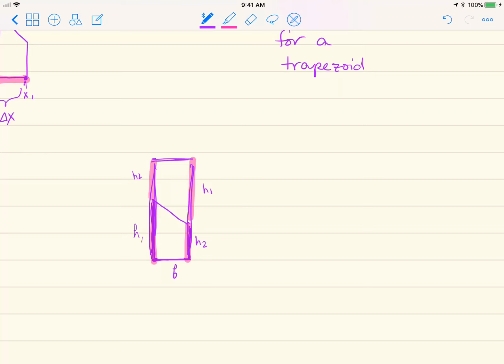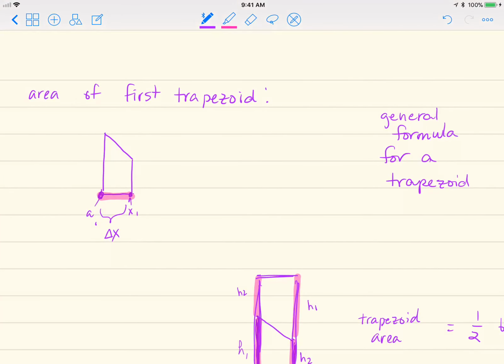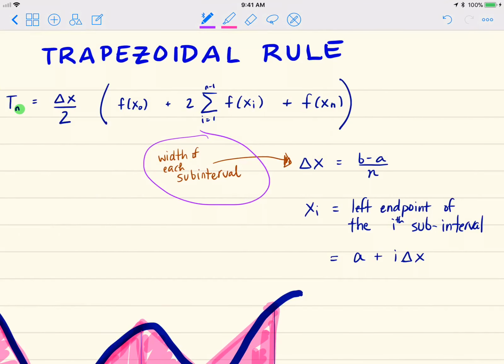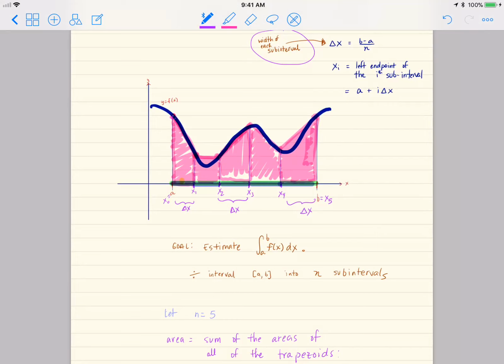So I would say the trapezoid area is going to be one half the area of this rectangle, which is going to be base times h1 plus h2. Okay, so back here, I want one half base times h1 plus h2. My base is going to be delta x. What is my h1? H1 is how tall this is. How long is that side of the trapezoid? Well, it depends on this value here, because this value is going to be f of x naught.